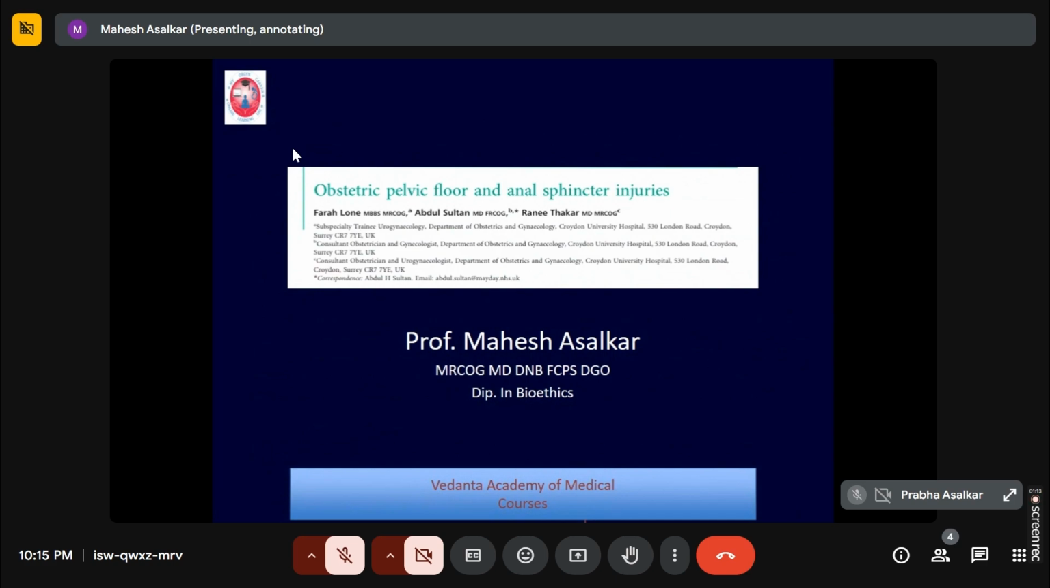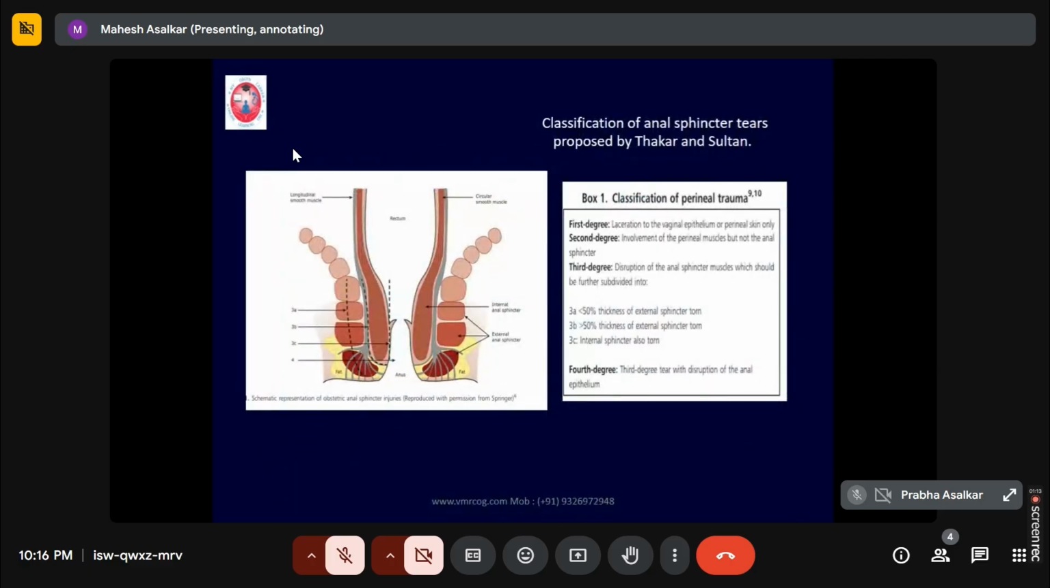Welcome to the class. So our topic of discussion is obstetric pelvic floor and the anal sphincter injuries. So this is the talk on the obstetric pelvic floor and the anal sphincter injuries. Okay. Now, if you see in this figure, they have given the classification of the perineal trauma.